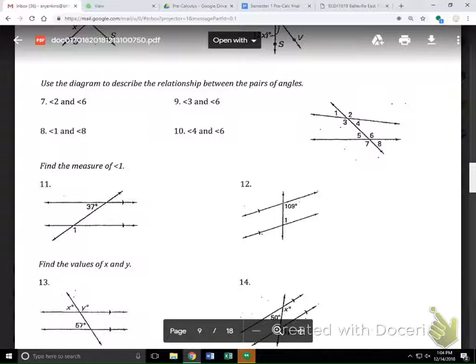Okay, so our first one is number 7, and on number 7, we want to know the relationship between angle 2 and angle 6. So we go over here, we see angle 2 and angle 6. What relationship do we have? Corresponding. We have corresponding. So I'm just going to write core angles.